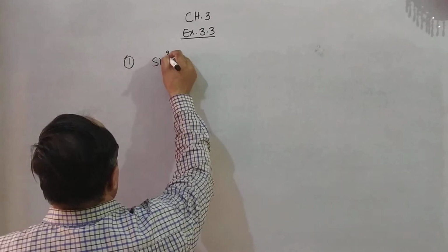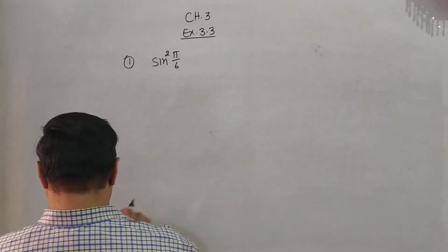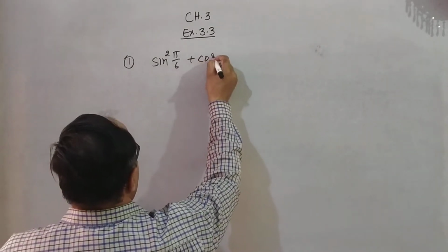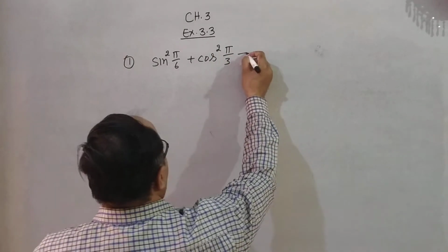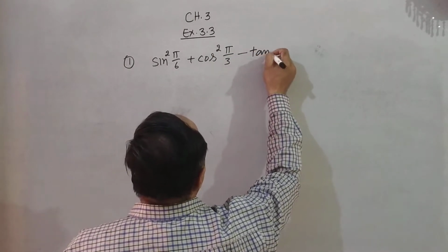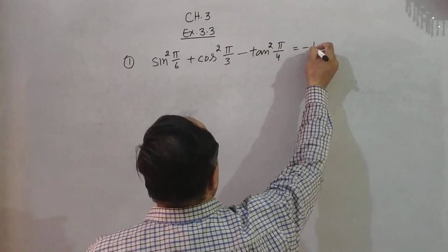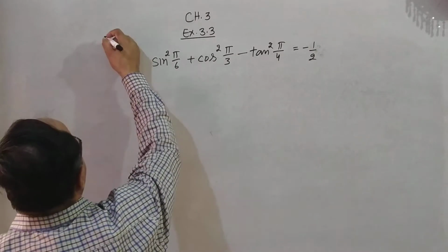Sine square pi by 6 plus cos square pi by 3 minus tan square pi by 4 is equal to minus 1 by 2. We want to prove this question.